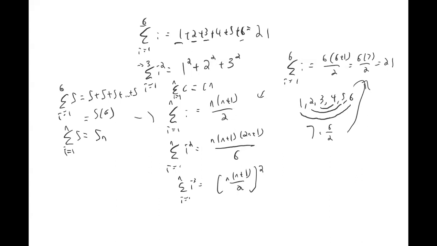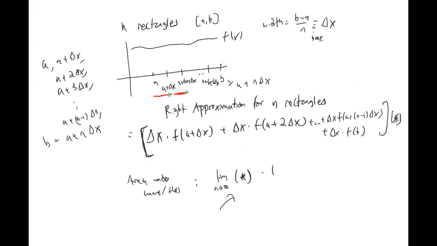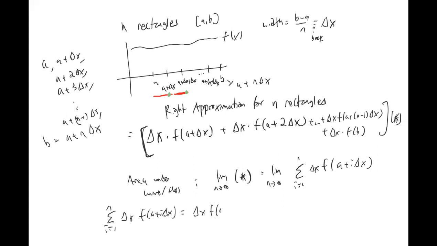So let's go back now. We could actually get the formula in the book. I claim that star is just this: the sum from i equals 1 to n of delta x times f of a plus i delta x. Let's check it, using what we learned. Let's actually write out the terms. If I plug in i equals 1, that's what summation means, I get this. Agree?